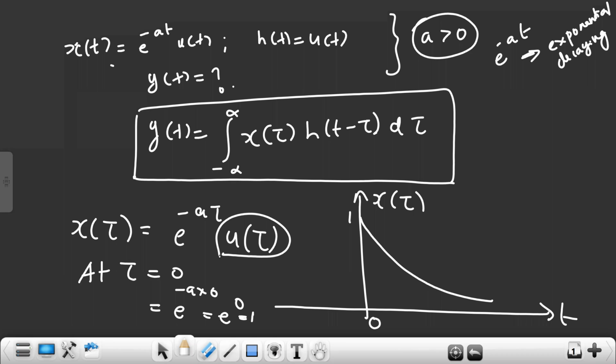I hope this is clear for you. Any doubts with respect to this plot of x of tau? Why are we not plotting on the negative x-axis? Because e raised to minus a tau is multiplied by u of tau, and u of tau is 1 only from 0 to infinity. So when you multiply 1 with e raised to minus a tau, e raised to minus a tau will be available only from 0 to infinity, and you don't have any signal on the negative x-axis.